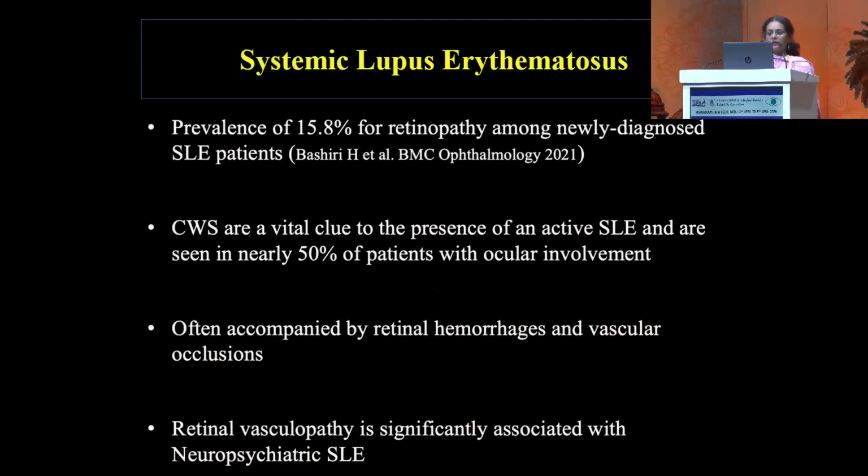Coming to SLE, the prevalence of SLE retinopathy has been found to be 15.8% among newly diagnosed SLE patients. So it's not rare, but it's not very common also. Cotton wool spots are the most vital clue to the presence of an active SLE, and they are seen in nearly 50% of the patients who have ocular involvement. They may or may not be accompanied by retinal hemorrhages and vascular occlusions. Retinal vasculopathy, when present, is significantly associated with neuropsychiatric SLE.